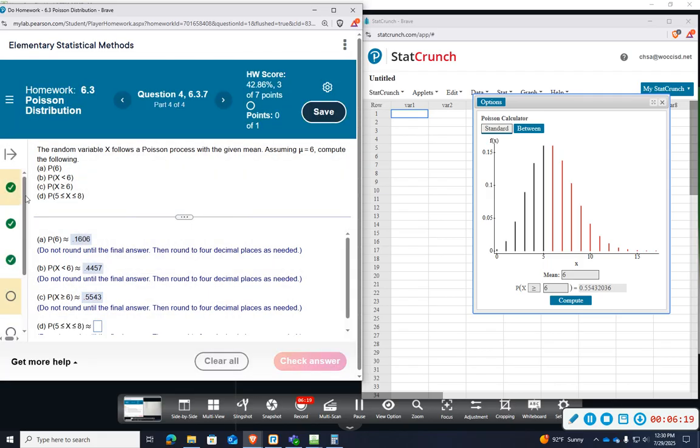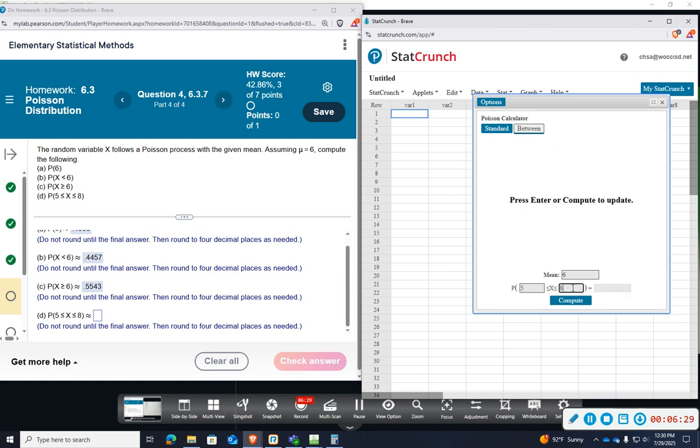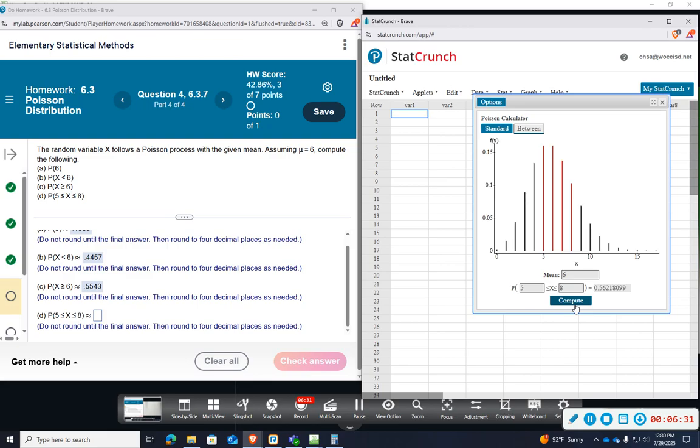And then if we want to know between two numbers, we would change this to between, and we want to know between 5 and 8. And it gives me 0.5622 when rounded.